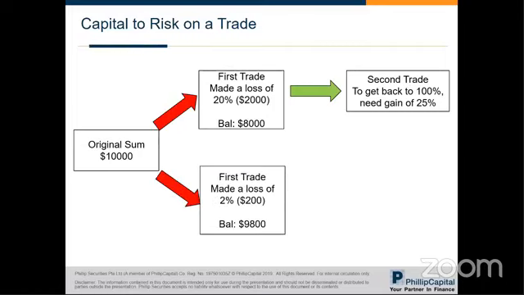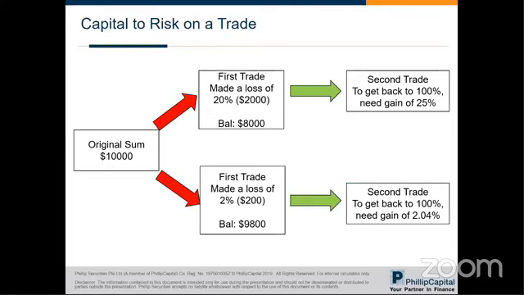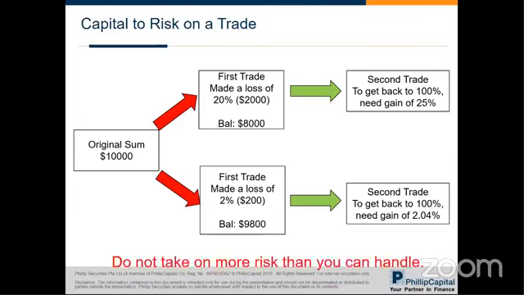Whereas if you have a very tight 2% only, you're losing just 200 from your 10,000 capital, so you're left with 9,800 of your capital. If you want to make back to 100% capital, you just need 2.04% of gain. So I would say this is very flexible, depending on your risk appetite and your strategy.